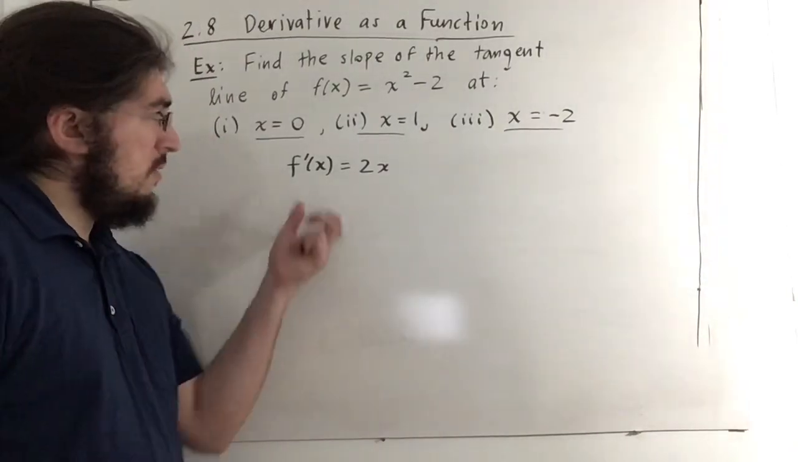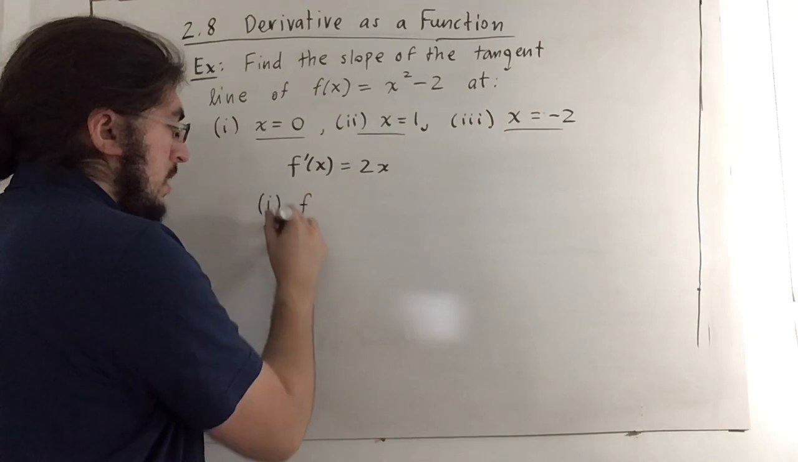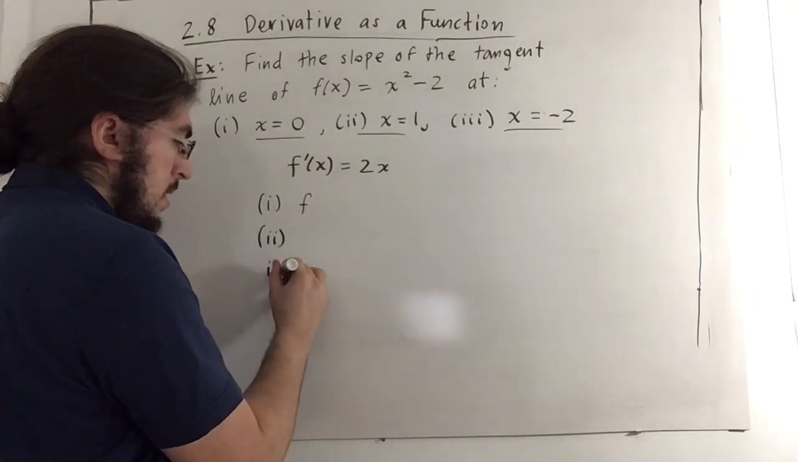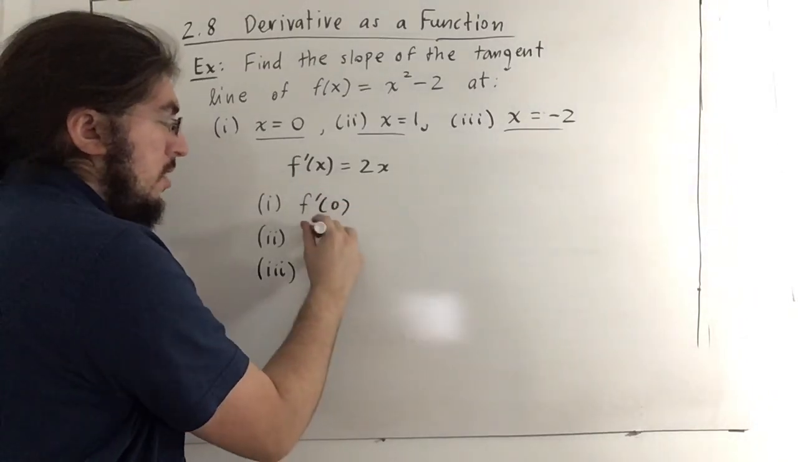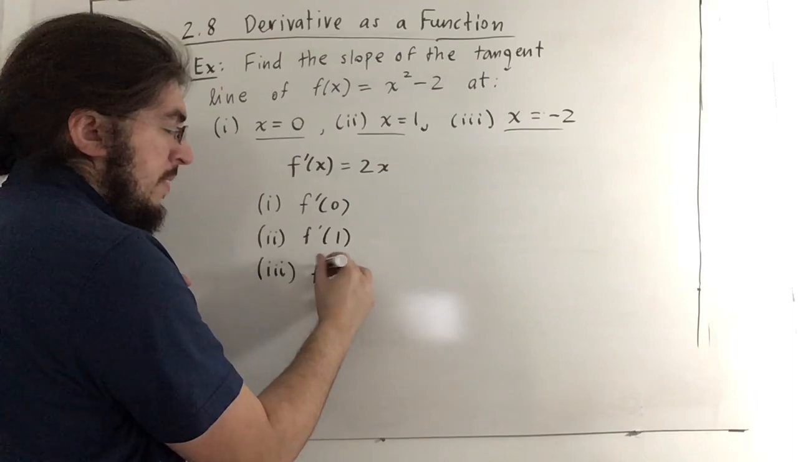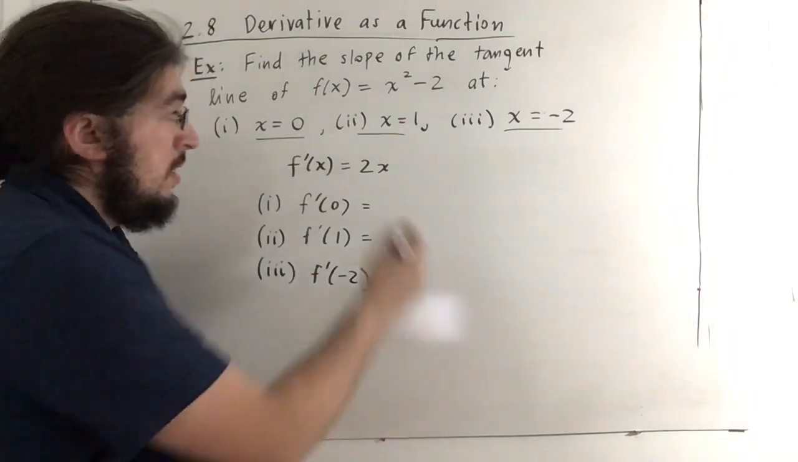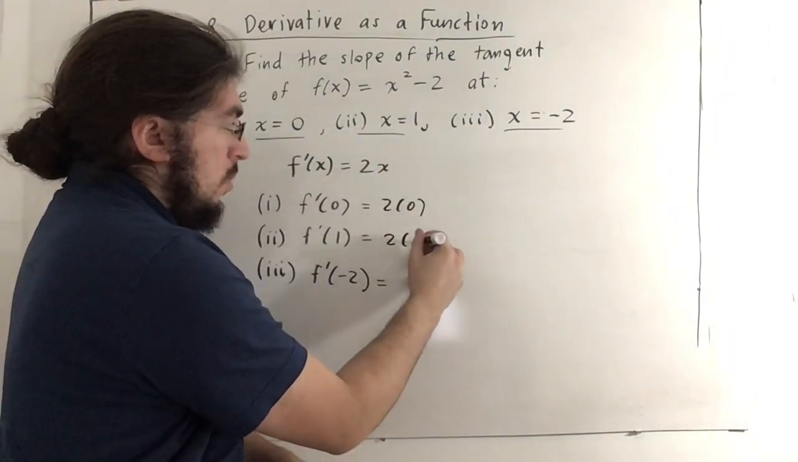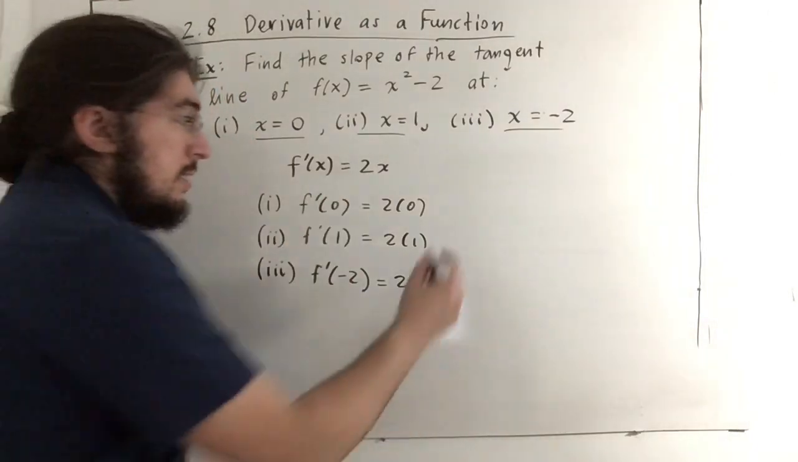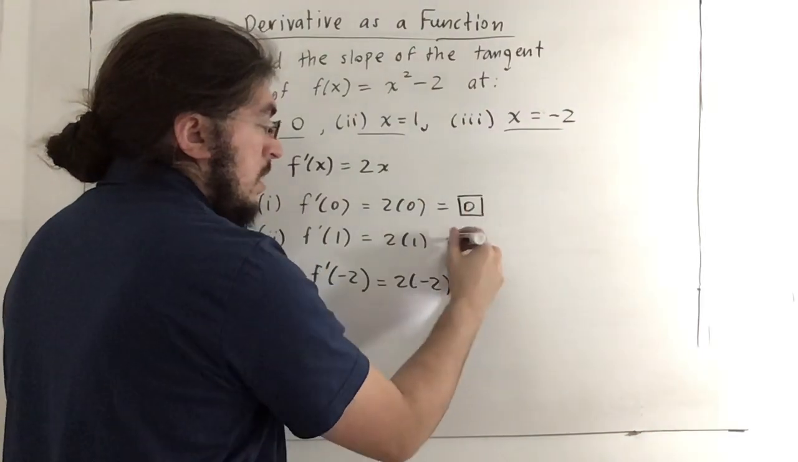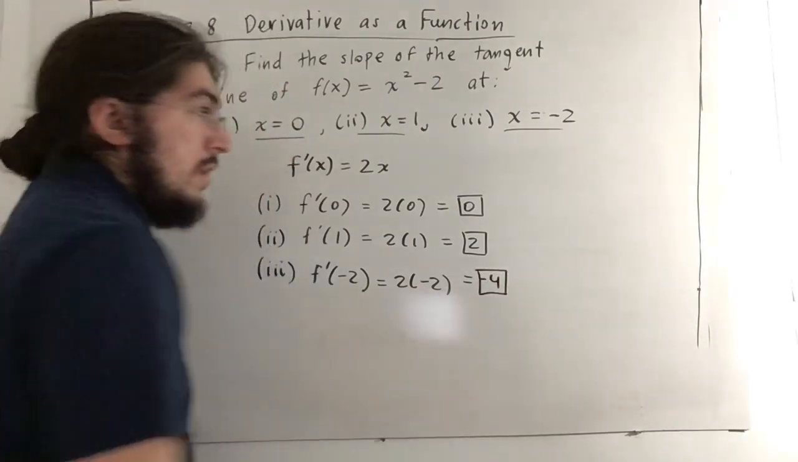Okay, great. So what we just found was that f prime of x is 2x. So for problem 1, problem 2, and problem 3, we're just going to plug in 0, 1, and negative 2 for x, because that's what we're asked to do. So this is 2 times 0, this is 2 times 1, this is 2 times negative 2. I'm just plugging them into x in this expression 2 times x. So we get 0 for the first one, 2 for the second one, and negative 4 for the last one.